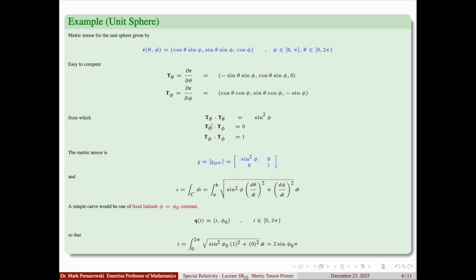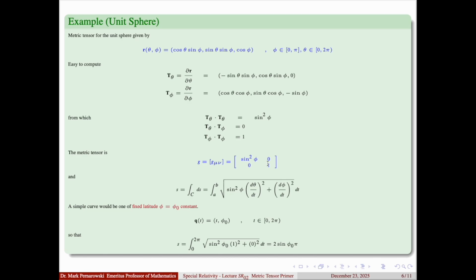You take all these tangent vector dot product combinations, and they will form this matrix. So for example, this upper left part of this metric tensor is just t sub theta dot t sub theta. And that turns out to be sine squared when you look at these two things. So if I take this and I do the inner product of itself, and I use the trig identity sine squared theta plus cos squared theta is 1, I get this sine squared phi. Likewise, cross terms are 0, and then the other diagonal term is 1. So here's the metric tensor associated with the unit sphere.